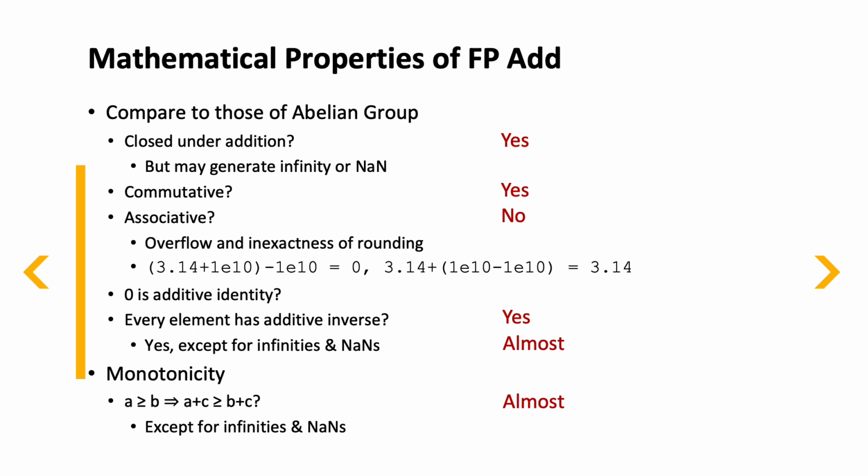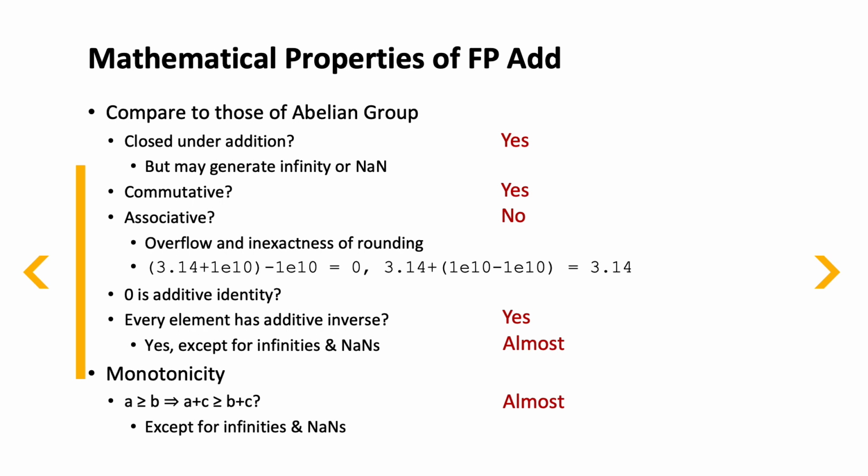Yes, that's true. Now, does every element have an additive inverse? Almost. Because infinities and not a numbers don't. If we're in the normalized or denormalized range, we're fine. Yes, we're going to have an additive inverse for each element, but when we get into infinities and not a numbers, that's where we don't. So it's close, but we want to keep those special cases in mind.